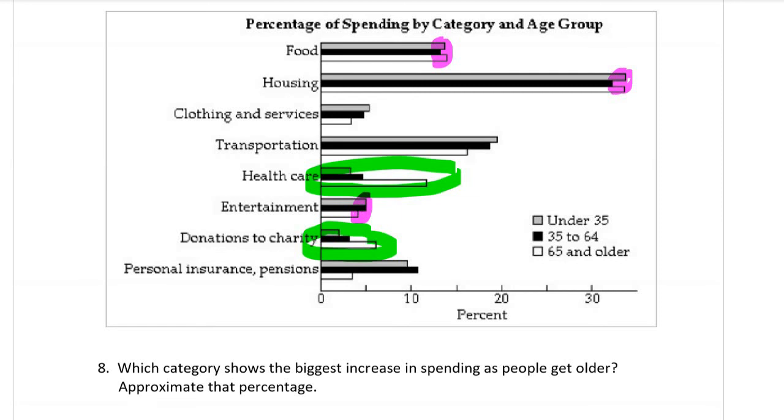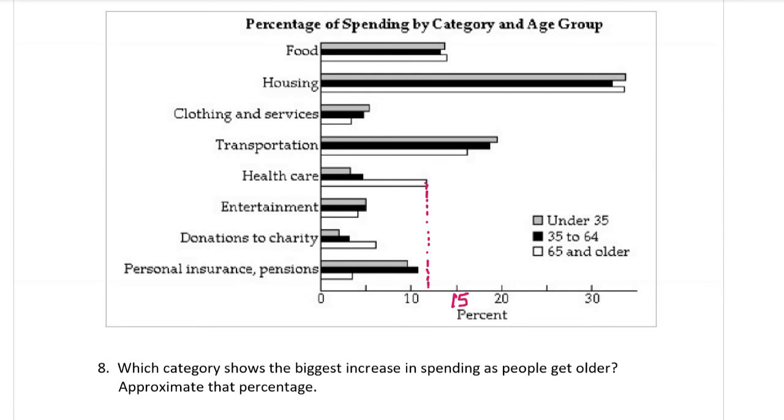So the question is, approximately what percent of their income do they spend on healthcare? So if we take this bar and take it down to this x-axis, I see that I'm in between 10 and 15, so about 12%. So the category showing the biggest increase is healthcare, and that percentage is 12%.